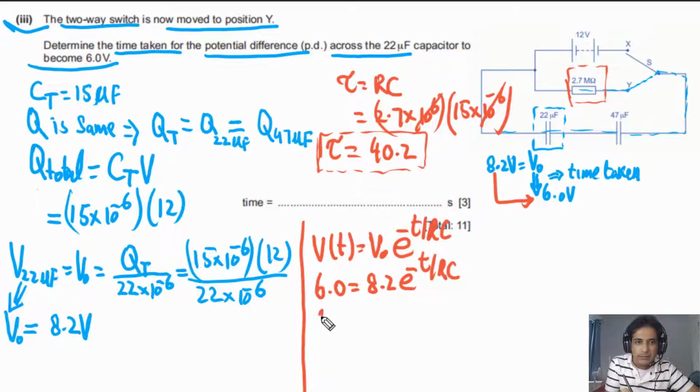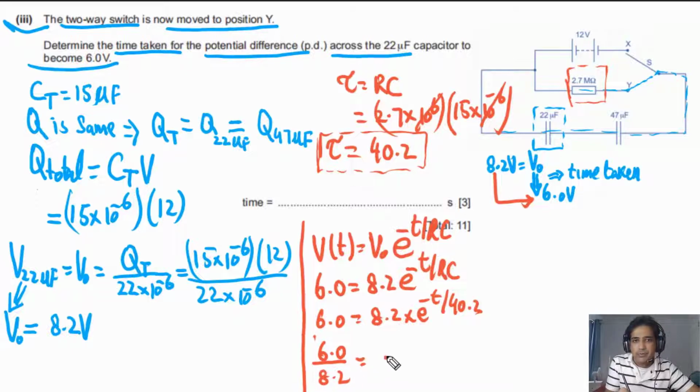Now we can plug in these values. We have 6.0 equal to 8.2 times e to the power of minus t divided by 40.2. Now we can take the natural log on both sides. Before we take the natural log, we can further simplify. We can write 6.0 divided by 8.2 equal to e to the power of minus t over 40.2.